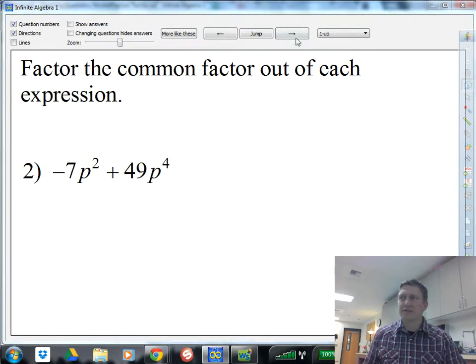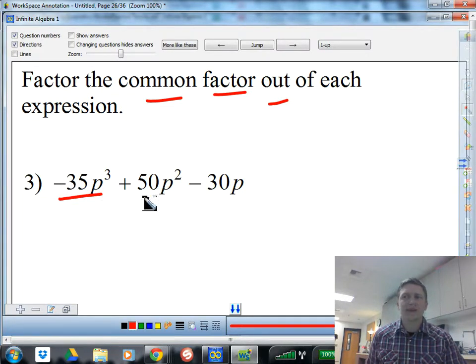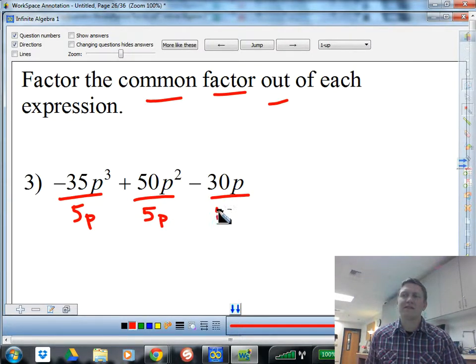Okay, next question, number 3. We're going to take 35 and 50 and 30 and ask ourselves the same thing. What can be factored out? They have a 5 in common, so factor out a 5. And what about the variables? The largest number of variables that they have in common is just 1p, since this one only has a p involved. So we divide by p, so this is divide by 5p here, and divide by 5p here.